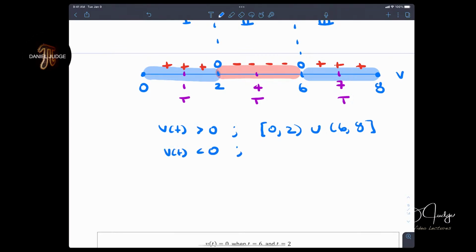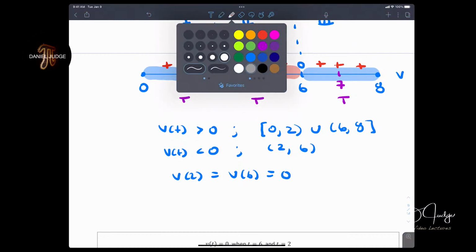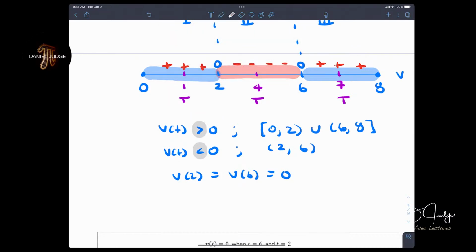Negative velocity is actually between 2 and 6. Notice we don't include the 2 or the 6 because v of 2 is the same as v of 6, and that equals 0. So these are strict inequalities. This is the meaning of positive and negative.